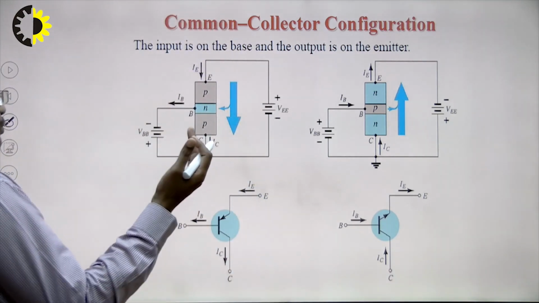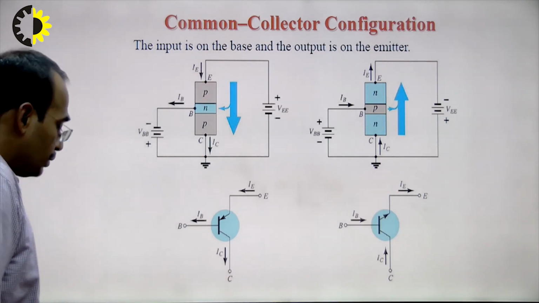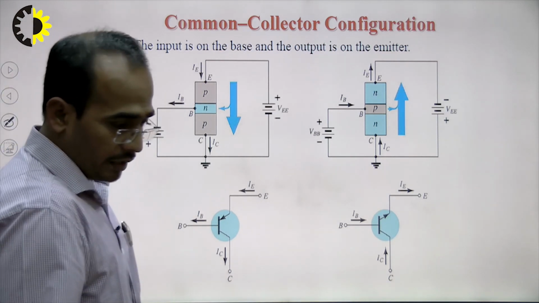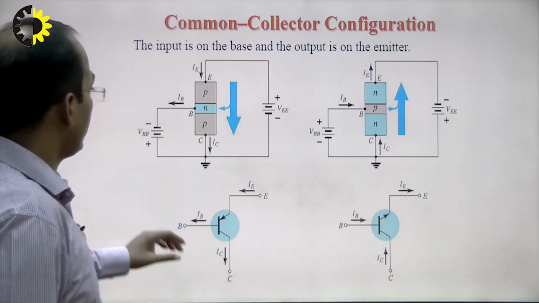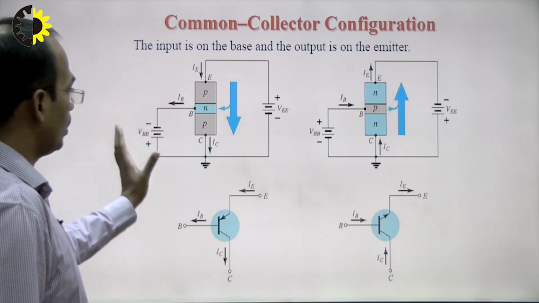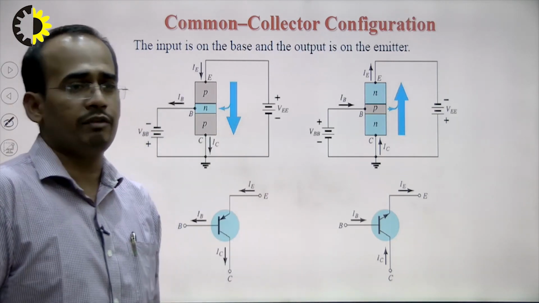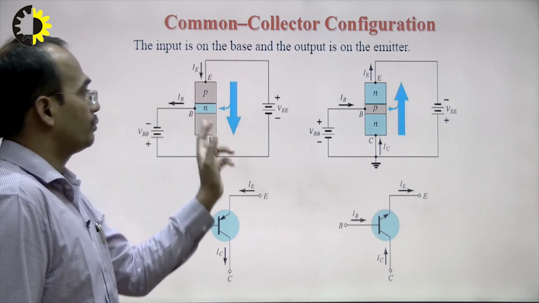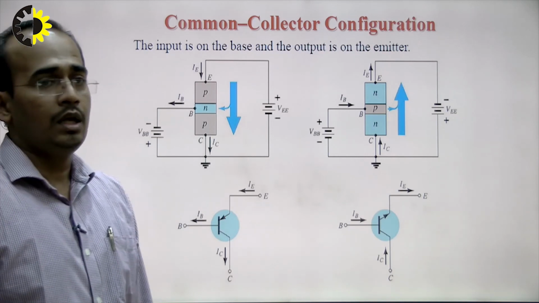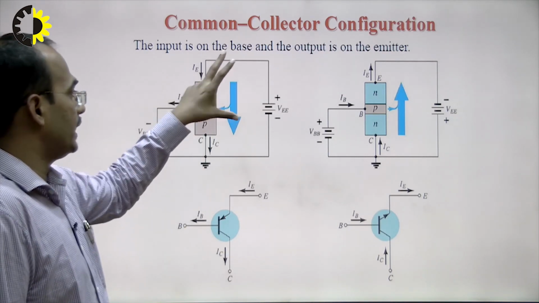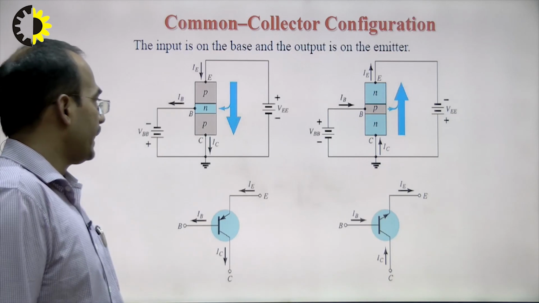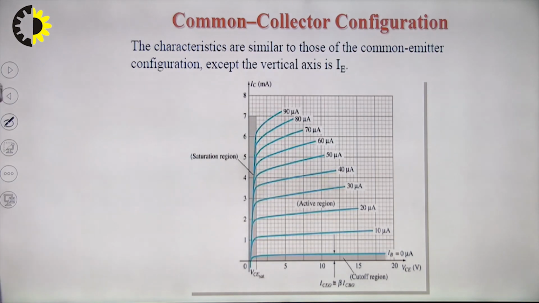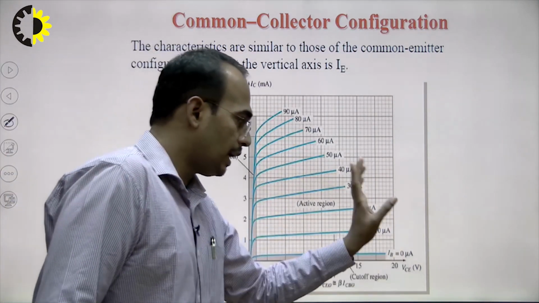So, for drawing the output and input characteristics, there is no need to draw the input characteristic, because we have made this collector base junction reverse bias. So no current or minority carrier current will flow. So, I will not draw the input characteristic of the common collector configuration, I will draw only the output characteristic. Output characteristic will be drawn between IC and VCE by taking IB constant.